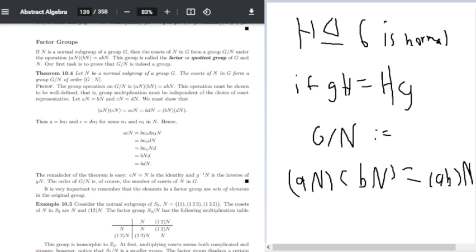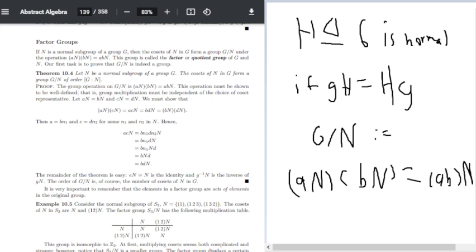Think in this case of the ab as having parentheses between them. This operation must be shown to be well-defined. That is, group multiplication must be independent of the choice of coset representative. Let aN equal bN and cN equal dN. We must show that aN cN equals acN equals bdN equals bN dN.